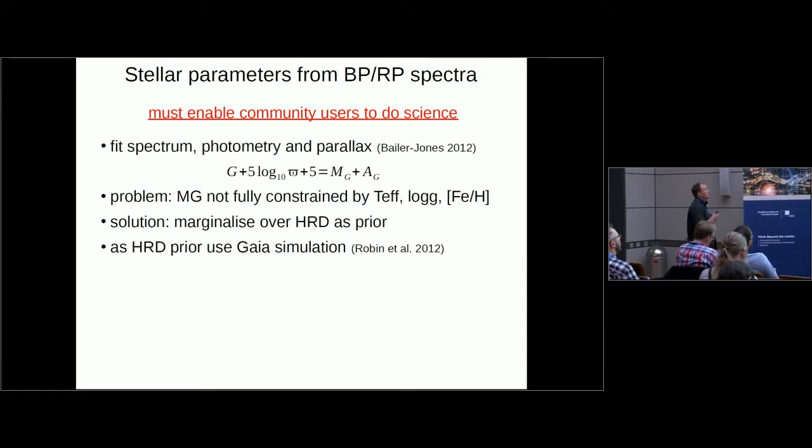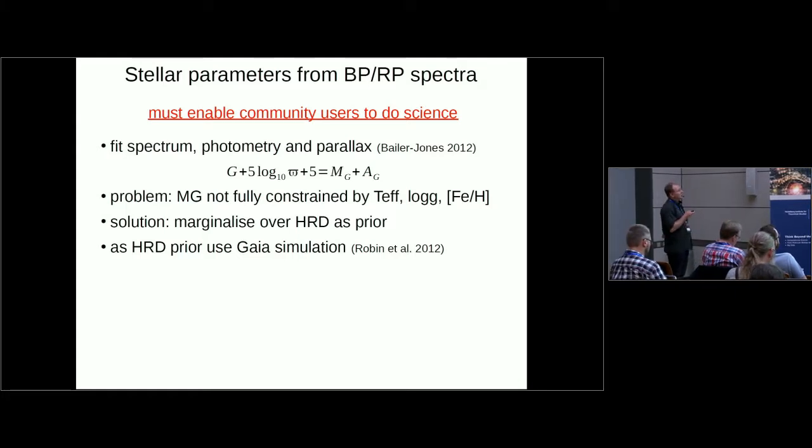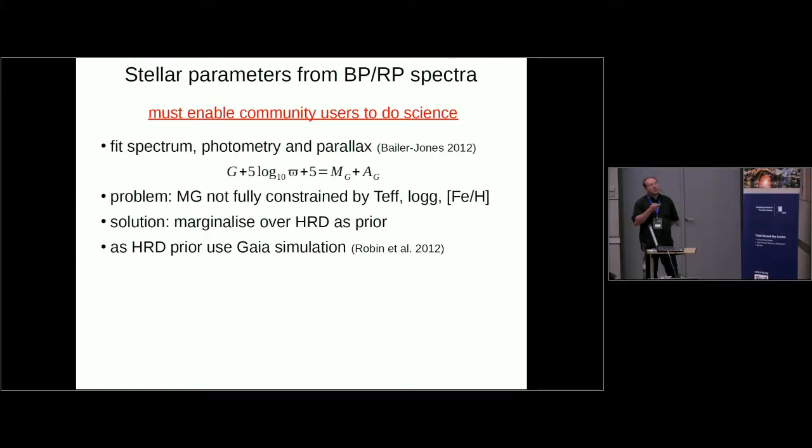Now, how does this MCMC work? Well, as I said before, it fits the spectrum, the photometry, and the parallax simultaneously. And how does it combine this information? Well, this is described in Corin's paper from 2012. This is essentially a rearranged version of the distance modulus equation with the observables on the left, so the apparent magnitude and the parallax are observed. And the G-band extinction is our fit parameter, done.